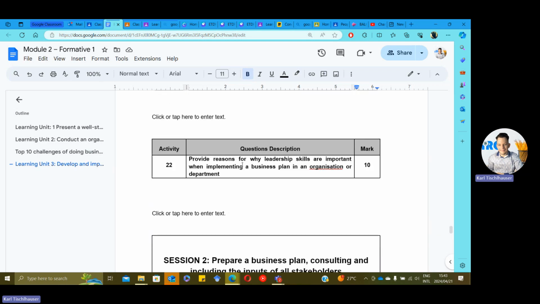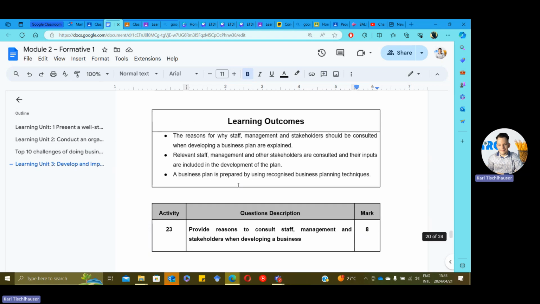Okay. 22 says provide reasons why leadership skills are important when implementing a business plan. Okay, this was covered in quite a bit of depth, but you'll find that your leaders provide us with the strategic direction. They also provide team members with motivation, with guidance, with continuous support to get it done. They play a pivotal role in driving home business plans. Okay, I'm going to keep going.